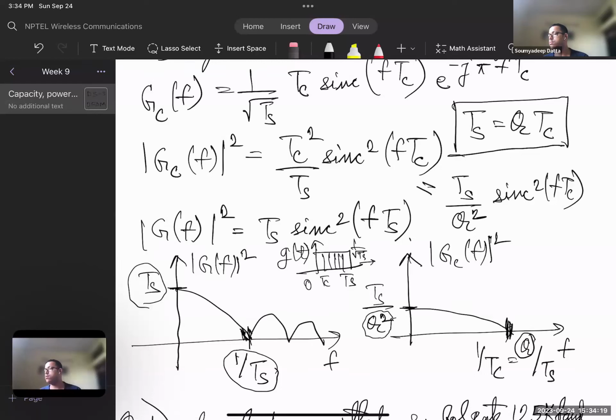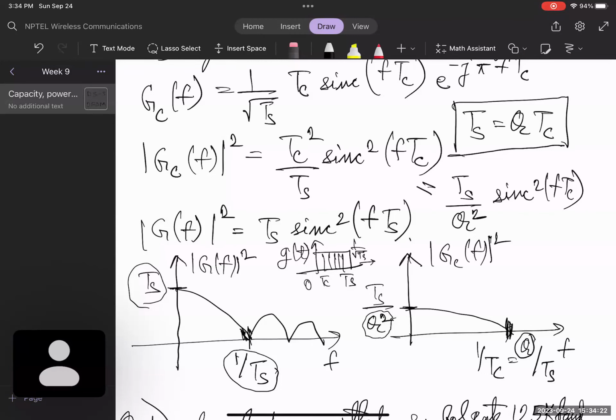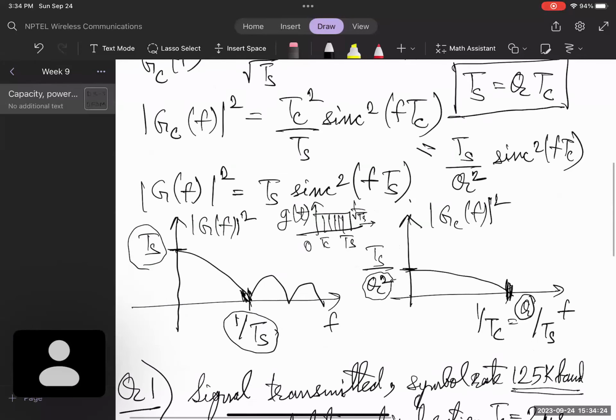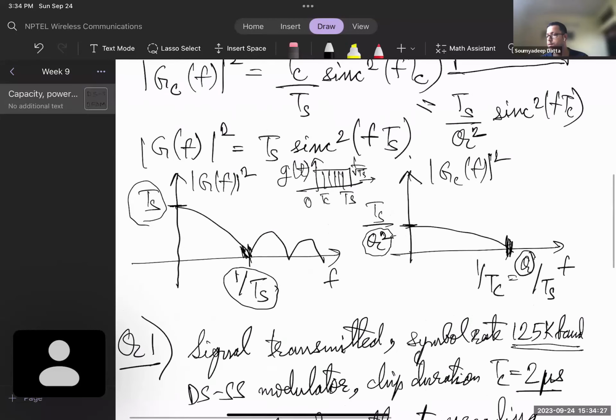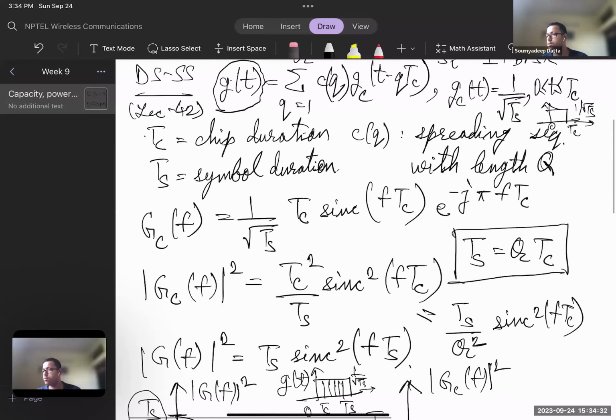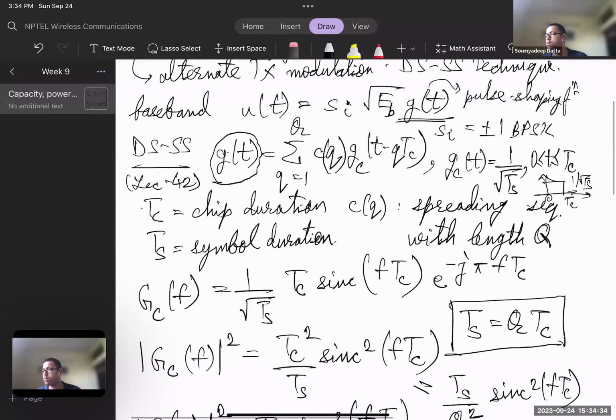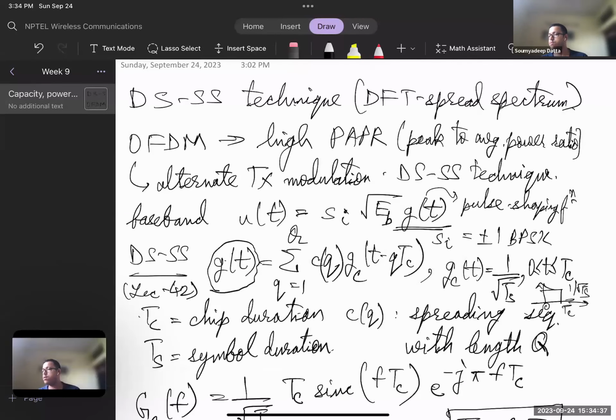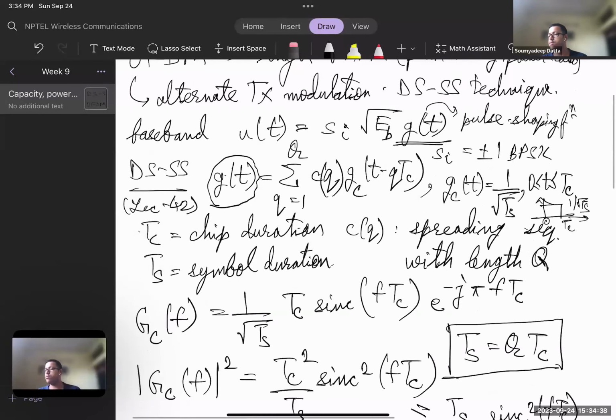Sir, please repeat this portion again. Please repeat this. So this is your g(t), the modulating pulse shaping tool that you're using. If you look at it the other way, if g(t) is a rectangular function from 0 to Ts, what you are doing is breaking it into many parts, each from 0 to Tc. Okay, gc(t) is from 0 to Tc.